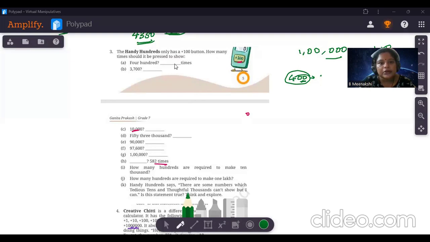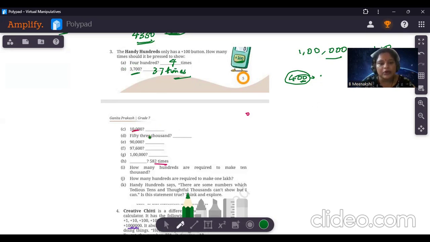400 has 2 zeros. Similarly, the plus 100 button on the handy hundred calculator also has 2 zeros. So to display 400 in the calculator, we have to press 100 four times. Similarly, to display 3700, we have to press 37 times 100. So we need to press 100 thirty-seven times.